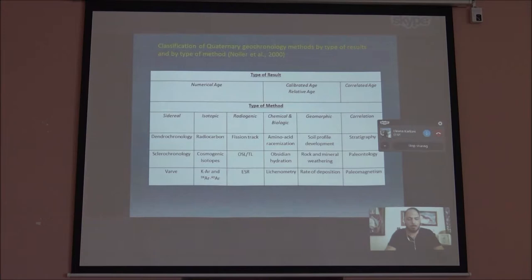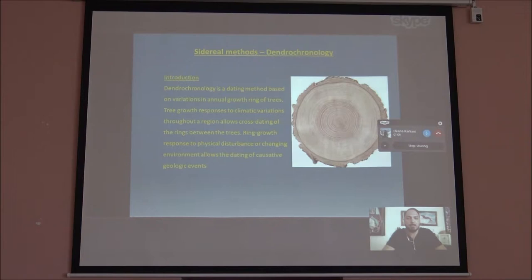So, let's continue with the first method that we will discuss. It's a sidereal method called dendrochronology. Dendrochronology is a dating method which is based on variations in annual growth rate of trees. Tree growth responds to climatic variations throughout the region and allows cross dating of the rings between the trees. Ring growth responds to physical disturbance or changing environments and allows the dating of past geological events.